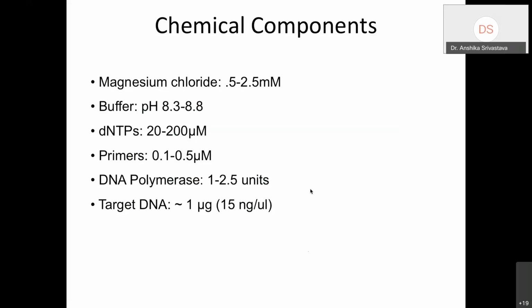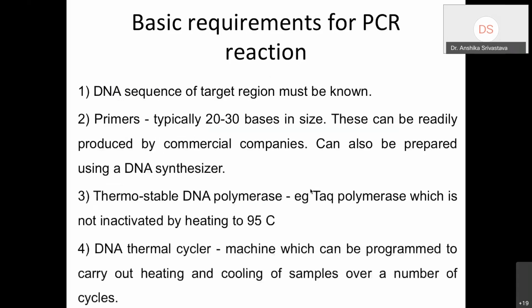But if your downstream experiments are cloning, or say you're designing the plasmid, in that case you could go for 1 microgram. But in most cases, if you are just validating, if you're performing the Sanger validation, the target DNA could be around 15 nanogram per microliter. So you can dilute your DNA because DNA is precious.